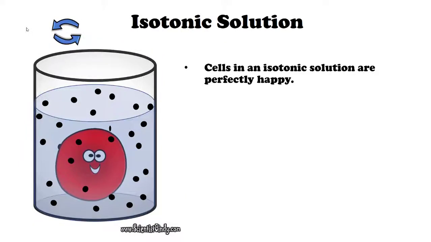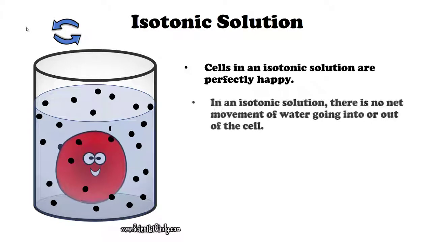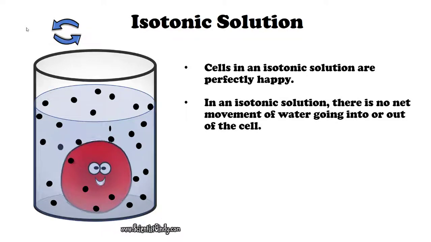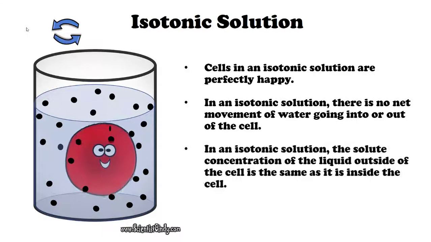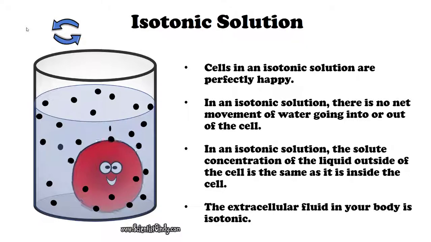Cells in an isotonic solution are perfectly happy. In an isotonic solution, there is no net movement of water going into or out of the cell. In an isotonic solution, the solute concentration of liquid outside of the cell is the same as it is inside of the cell. The extracellular fluid in your body is isotonic.